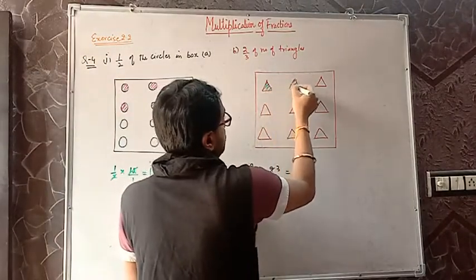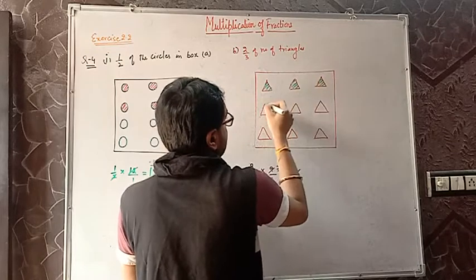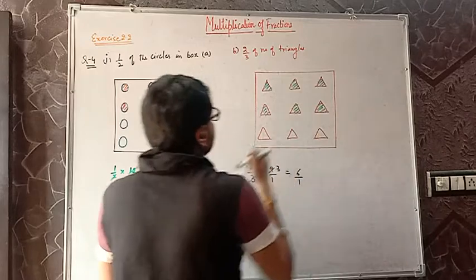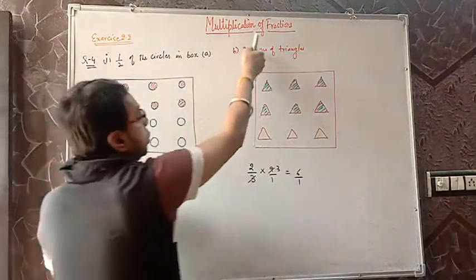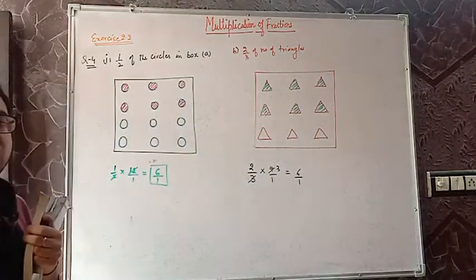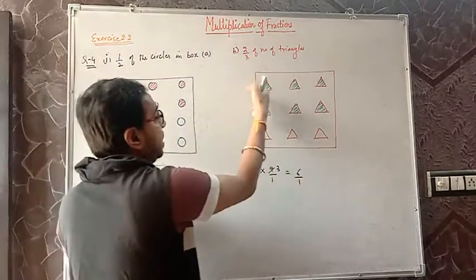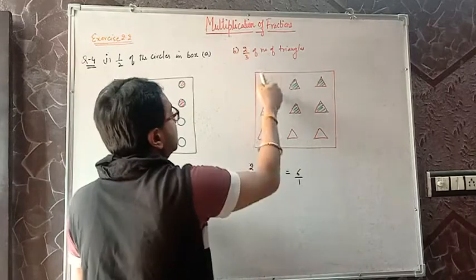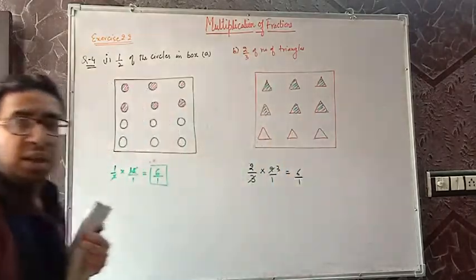1 2 3 4 5 6. Understand, 2 by 3. Don't you think 2 by 3 means we have total 3 parts? 1 2 3. Total 3 parts, out of which you have to shade 2 parts. 2 parts completely we have shaded. This is what it means.